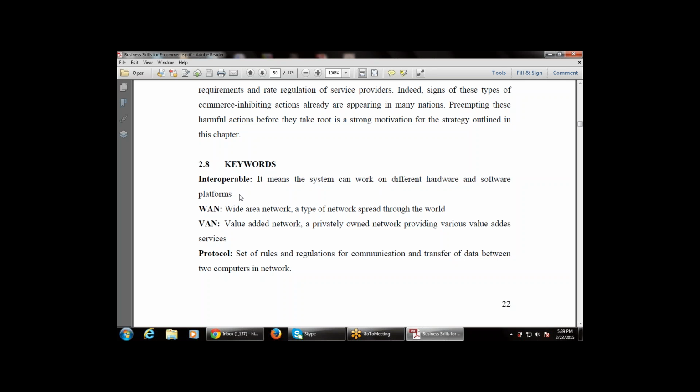Then VAN, that is a value-added network. That is a privately owned network providing various value-added services. Then protocol, it is a set of rules and regulations for communication and transfer of data between two computers in a network. So protocols are nothing but the rules and regulations used for communication and transfer of data.